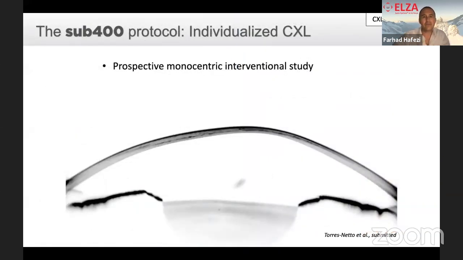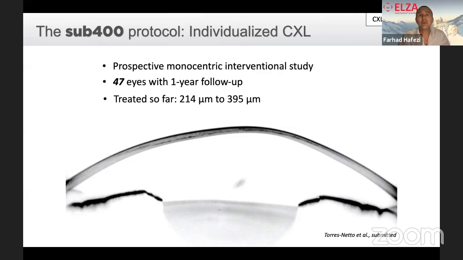We have performed a prospective monocentric study with 47 eyes and 1 year follow-up. And the thinnest we've treated was 214 microns. Extreme cases of Kmax readings of 80 diopters and more. No endothelium decompensation, no damage, and a demarcation line exactly where we need it. So this is the exciting news for keratoconus treatment.